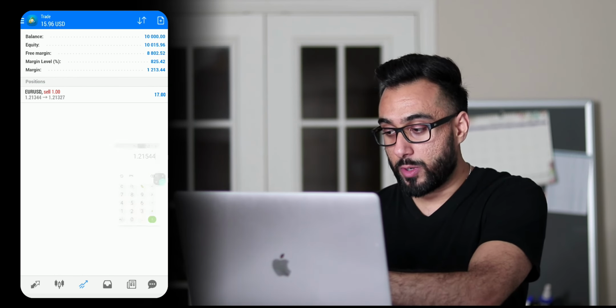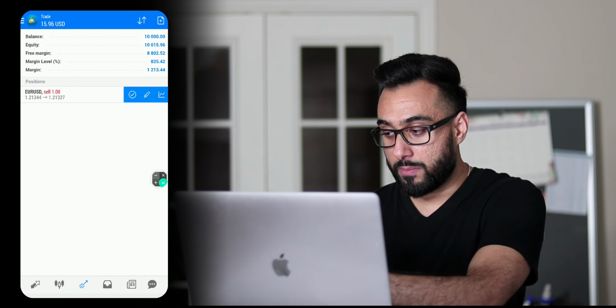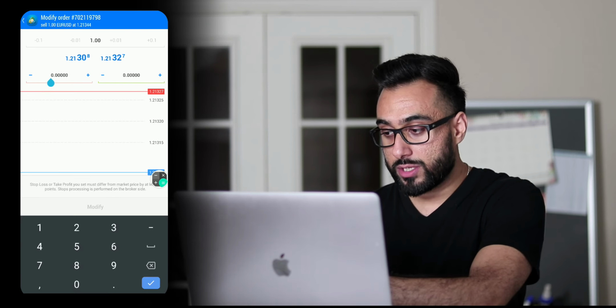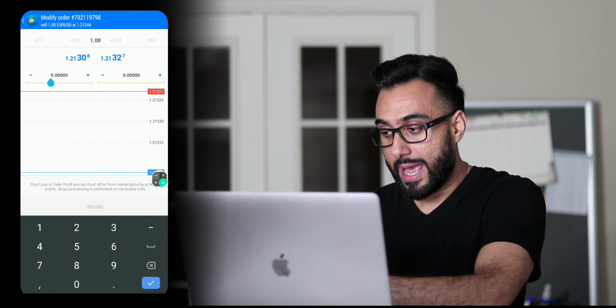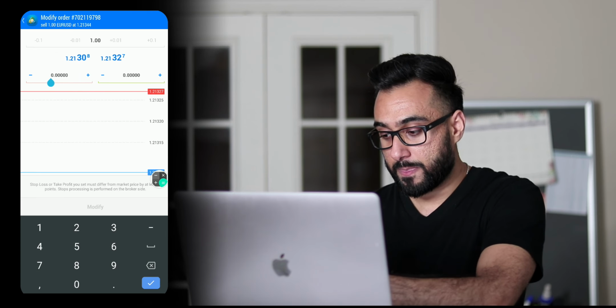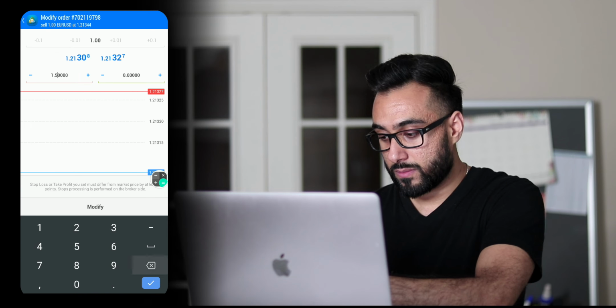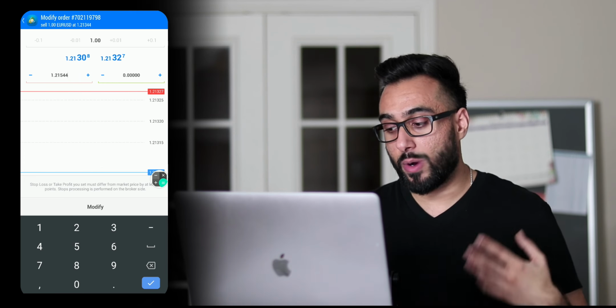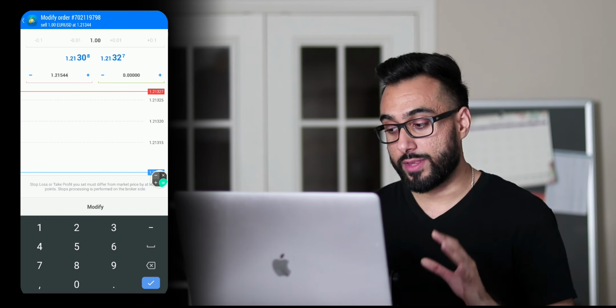So how do we do that? We would go back into the trade. We would modify the trade. We would go to this little red area, the stop loss area, and type that number here, 1.21544. And that would be considered a 20 pip stop loss for this trade.